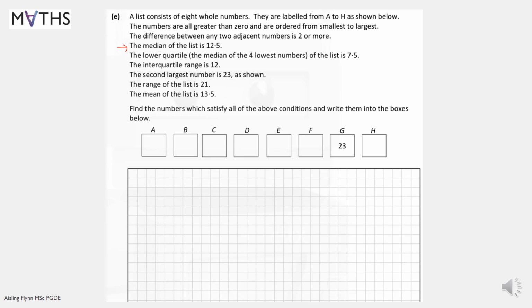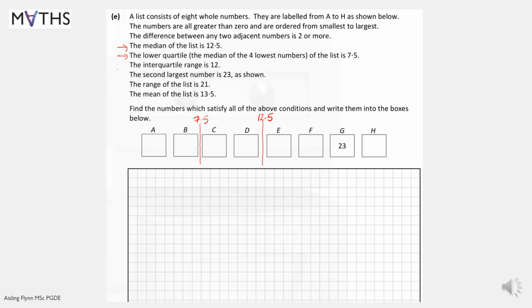So median is the middle value, and because this is 8, it'll fall between the 4th and the 5th value. So I'm going to mark in 12.5 there. Okay. The lower quartile, we're told, is the median of the 4 lowest numbers, is 7.5. So again, half that. So 2 and 2, we get 7.5 here. It's halfway between B and C.